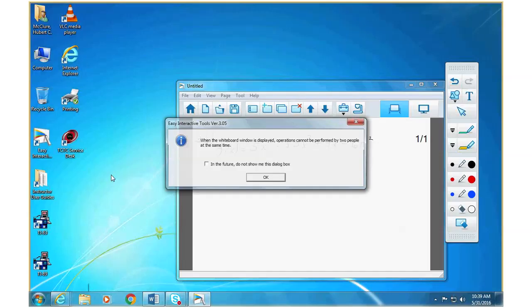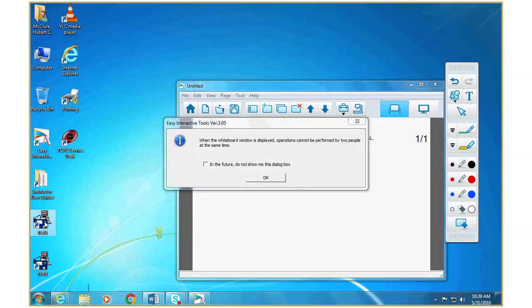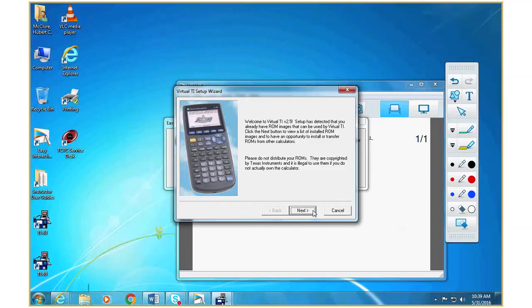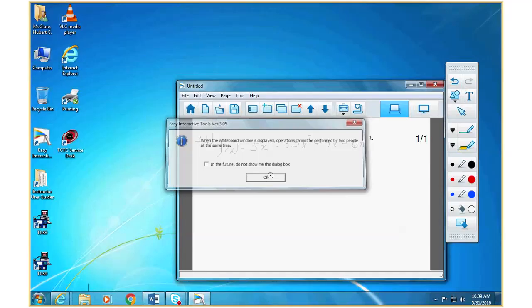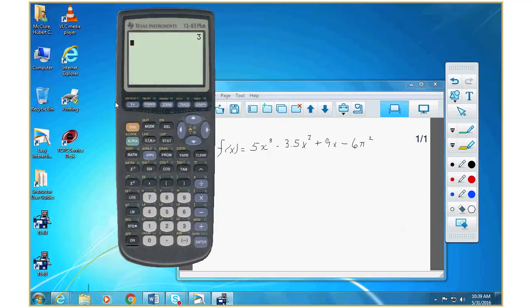So we take our handy dandy calculator. Y is equal to 5x cubed minus 3.5x squared plus 9x minus 6 pi squared. I don't know why they do that, but second function, where's pi? There it is. You can tell how much I use calculator. And graph.